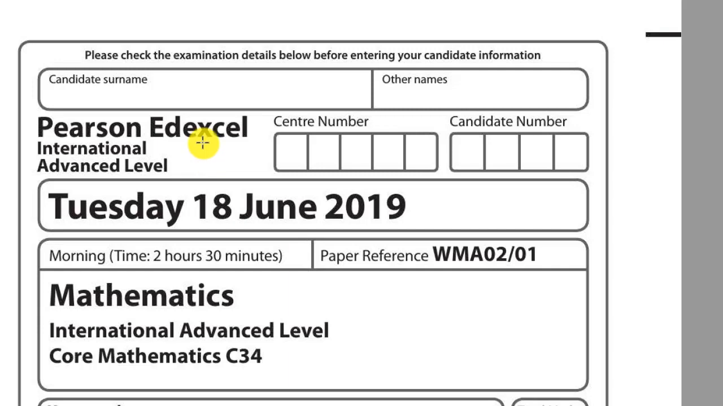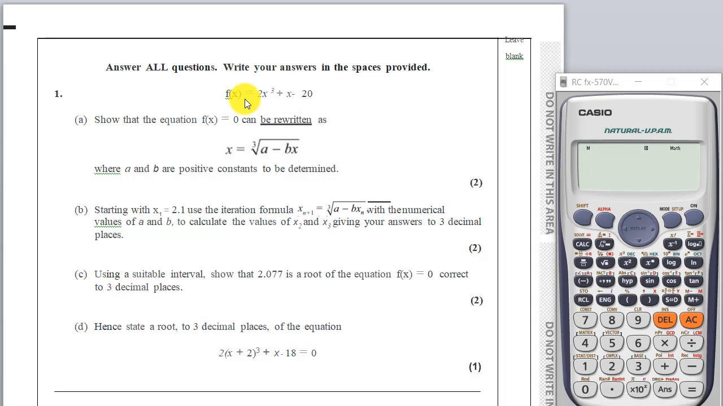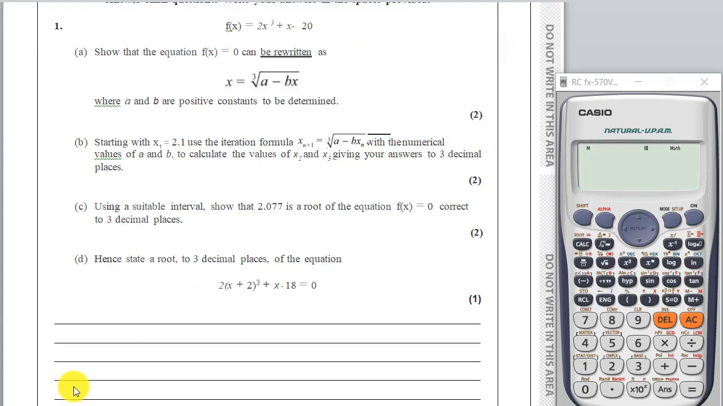This is Edexcel Mathematics, Core Mathematics C34, June 2019, WMA 0201. Let us start the first question. f(x) equals 2x^3 + x - 20. Show that the equation f(x) = 0 can be written as x equal to the cube root of a minus bx. So let us start to solve this part.